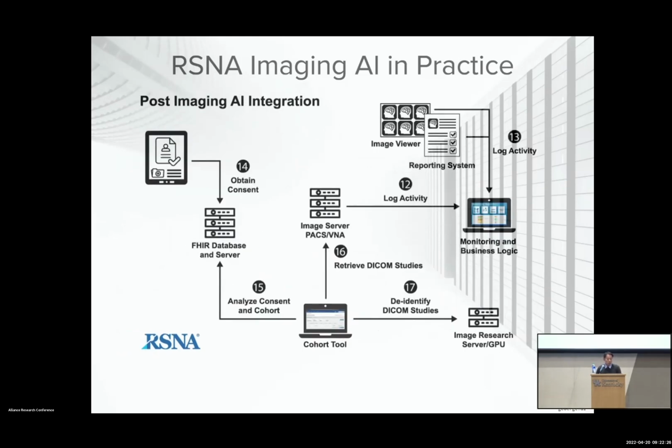There are also post-imaging AI opportunities. So after you've taken the X-ray, you've read it, you've dictated the report, the doctor who ordered the study has seen it and you've treated the patient, there are still other opportunities for AI to benefit things like research, right? Also analytics that might improve your practice.